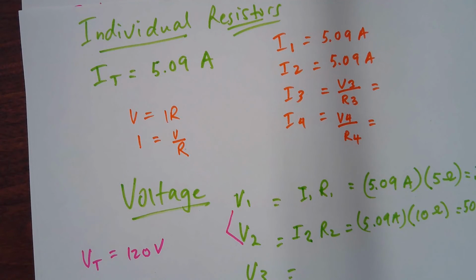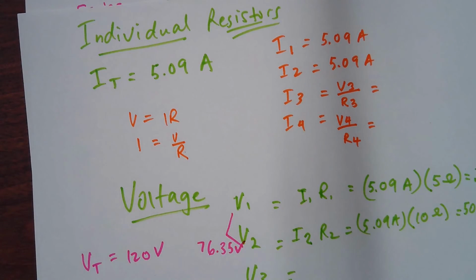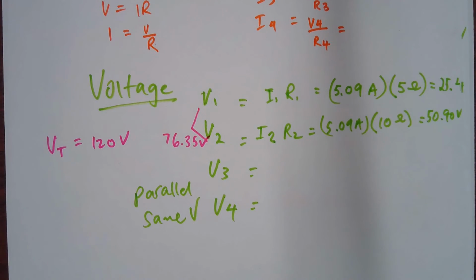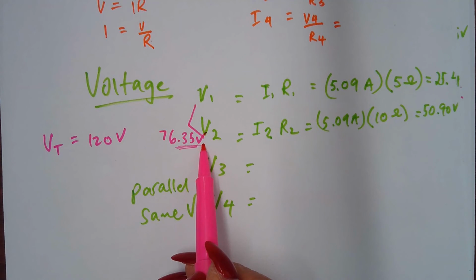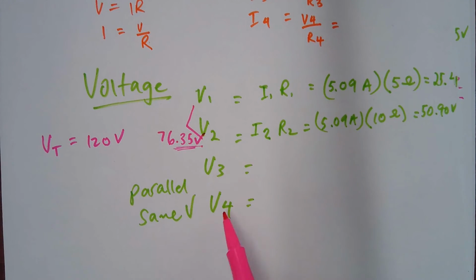Yeah? How many? How much? Together, they will be 76.35 volts. Well, because V1 is 25.45, V2 is using up 50.9. Together, they're using up 76.35 volts. Okay. But you're giving it a total of 120 volts. So how many volts are left over?